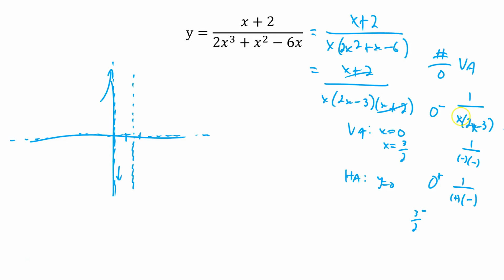So if we look over here, the x will be positive, right? Because if we're close to 3 halves, that x will be a positive number for sure. The 2x minus 3, if we're slightly less than 3 halves, that means when we multiply by 2, will be slightly less than 3. So we subtract 3, it's going to be a negative. So we're going down over here.